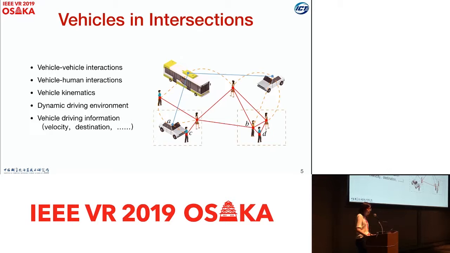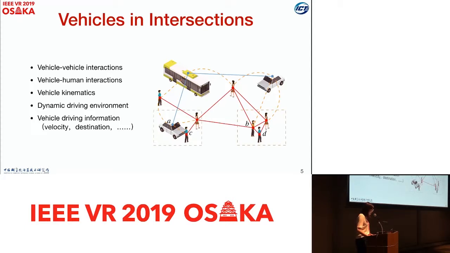So let's have a look at the vehicles in intersections. Intersectional traffic simulation often needs to handle heterogeneous vehicles mixed with pedestrians, and the interactions among different agents include vehicle-vehicle interactions and vehicle-human interactions. If we use trajectory prediction methods for crowded spaces to plan trajectories for vehicles, each vehicle is treated as a particle without kinematics in the model.